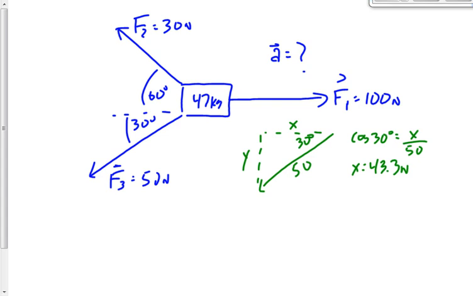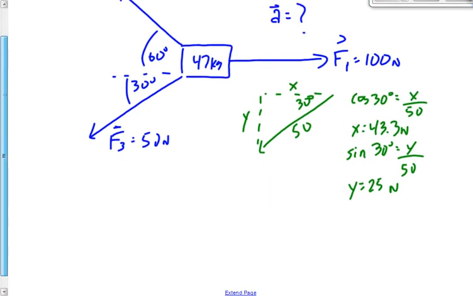Now we're going to do the same thing for the y component, except with the sine function. Sine 30 degrees is equal to opposite over hypotenuse, and y is going to therefore be equal to 25 newtons. How many people have this so far? Okay, good. Now let's do the other one.